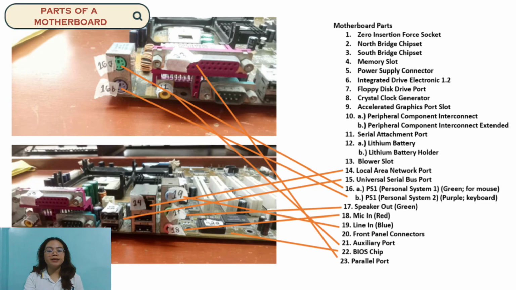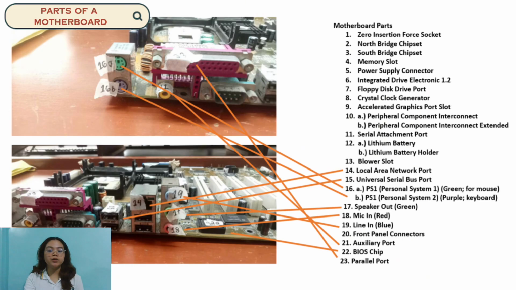Next is the front panel connector. It is a connector for buttons, LEDs, and audio jacks located on the front panel of the computer case, enabling interaction with the system. Next is the auxiliary port. It is a secondary port for connecting additional devices or peripherals that provides extra functionality beyond the standard ports.